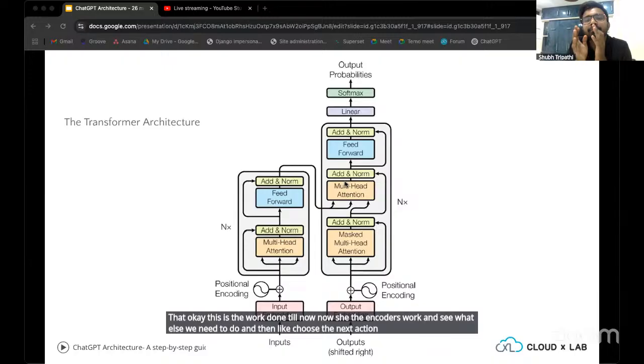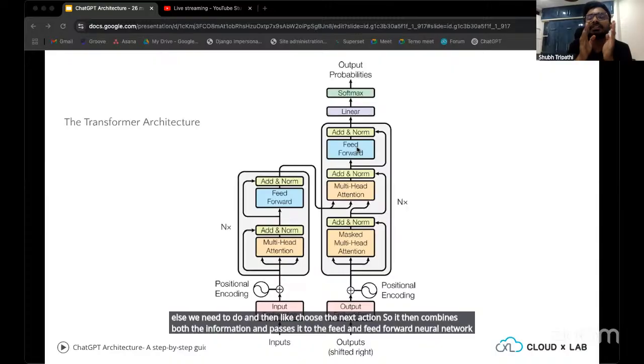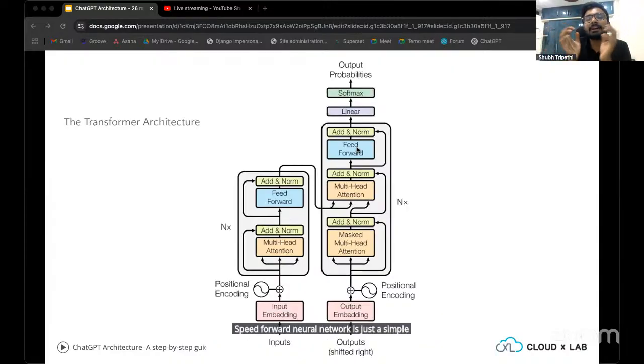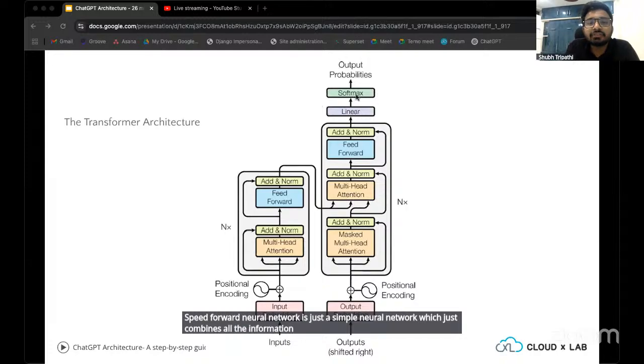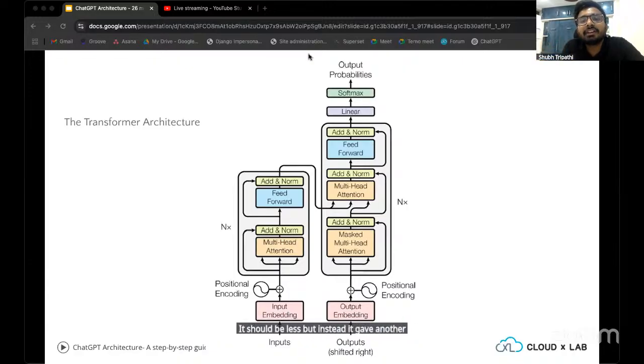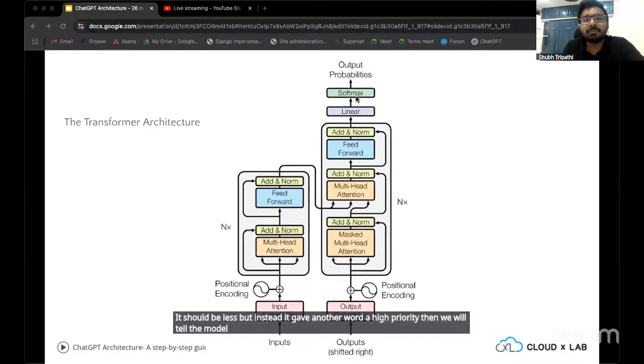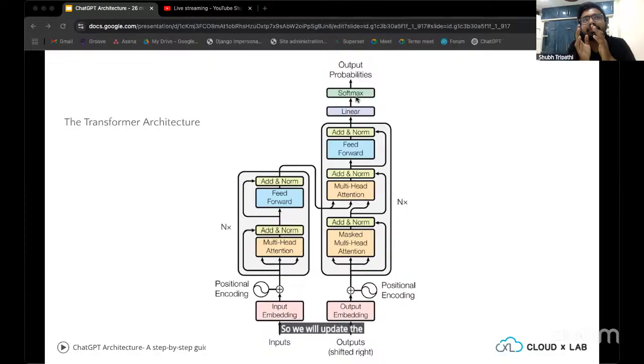So it combines both the information and passes it to the feed forward neural network. The feed forward neural network is just a simple neural network which combines all the information, and then it is passed to the softmax layer and then to the output probability. Suppose the second word should be "less", but instead it gave another word a high probability. Then we tell the model, it should not give this word this probability, it should be "less". So we calculate the error value of each probability, and then we update the weights.